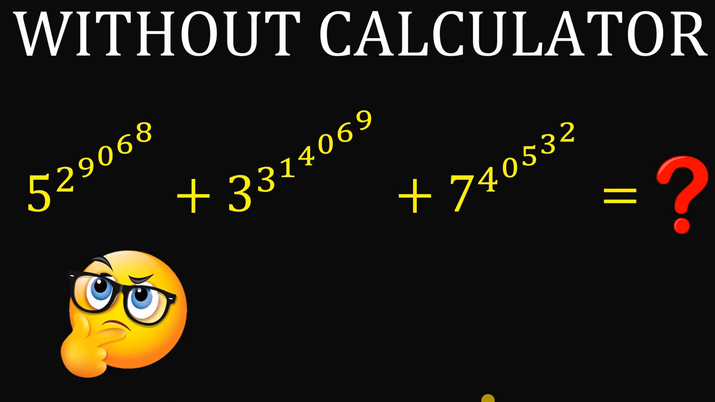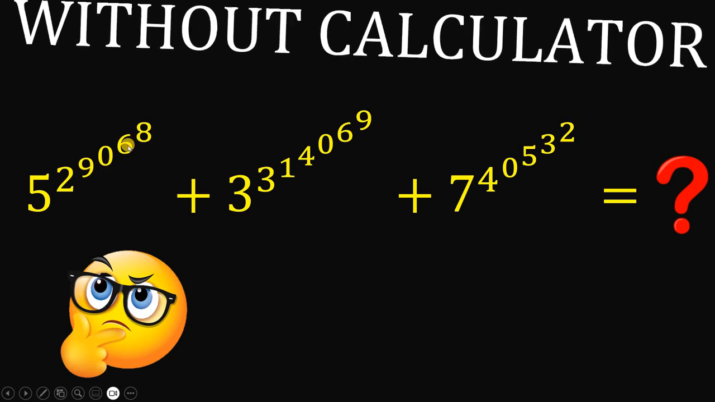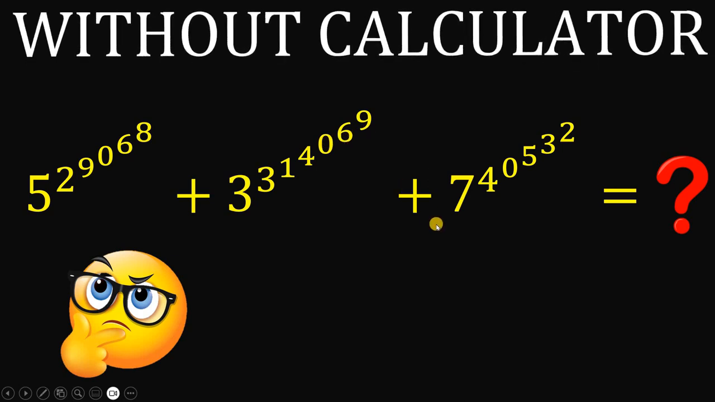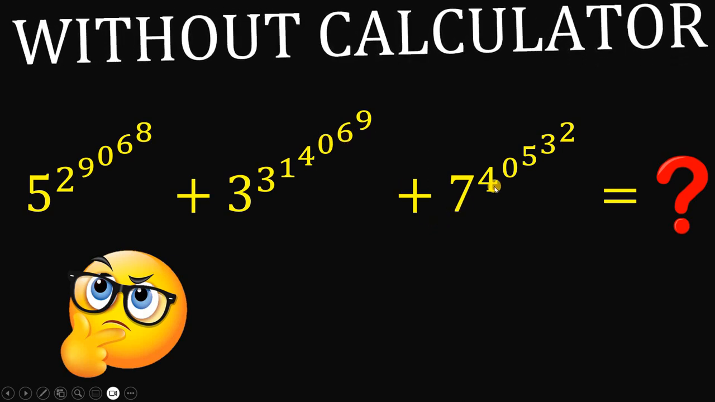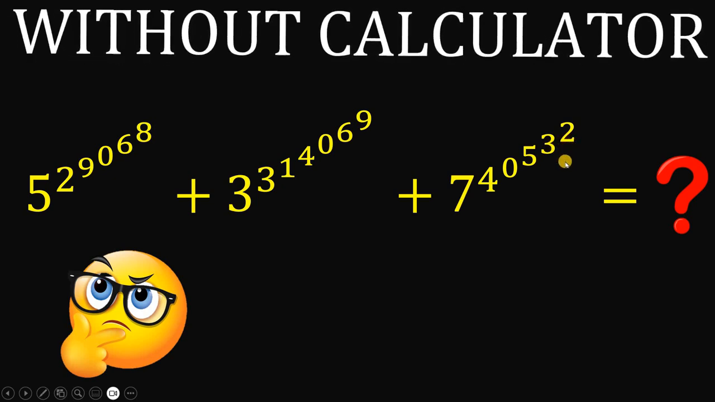Can you solve this math challenge? Here's the question. Without using any calculator, what is the value of this expression: 5 raised to 2 raised to 9 raised to 0 raised to 6 raised to 8 plus 3 raised to 3 raised to 1 raised to 4 raised to 0 raised to 6 raised to 9 plus 7 raised to 4 raised to 0 raised to 5 raised to 3 raised to 2?